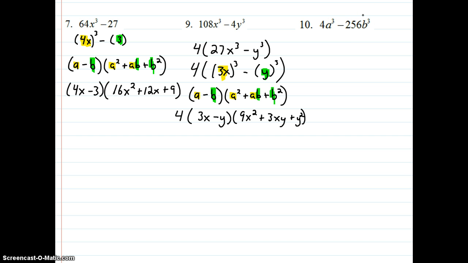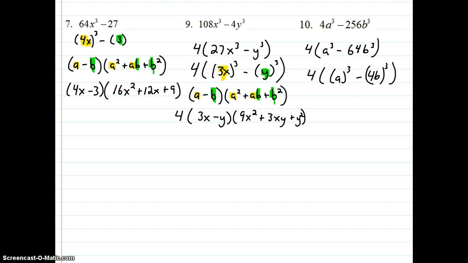So again, you should notice that this has a GCF. So take the 4 out. And so we're going to have a cubed minus. And so you want to figure out what multiplies to give us that 256. So 256 divided by 4 gives us 64b cubed. So now let's go ahead and write this as, and then what cube gives us 64? That's going to be 4b cubed.